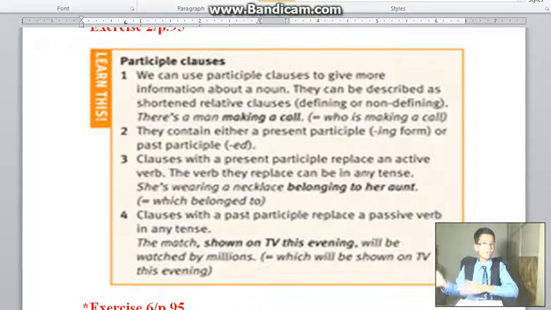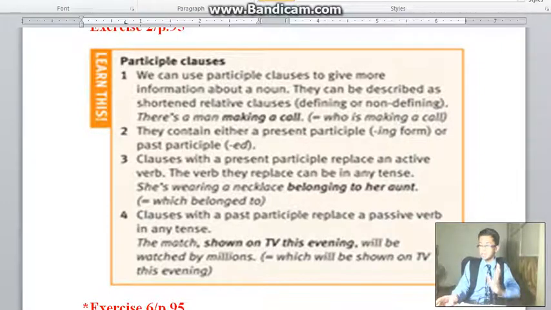A good job. Alright, so if you forget, you can take a quick look back at that lesson where I told you about the defining or non-defining relative clause, so you can know more about that. But here it is the same. Alright, the participle clauses can be described or can be known as the shortened relative clauses. So you can see there's a man making a call. So that is the participle clause, making a call. Who is making a call?